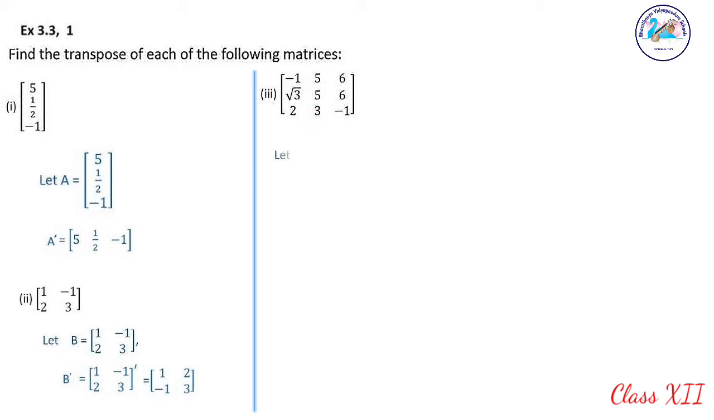We are asked to write its transpose. Let's take this as C. Let C is equal to matrix minus 1 5 6, root 3 5 6, 2 3 minus 1. Here this is first row, second row, third row. So we have to interchange the rows and columns for getting the transpose. C transpose is equal to, first row will be coming as first column, minus 1 5 6 will be coming as here first column, root 3 5 6 second row, here it comes as second column, here 2 3 minus 1 third row, it comes as third column. So this is the C transpose.